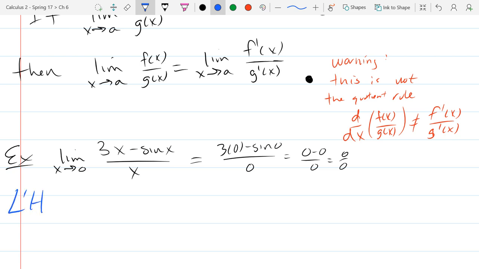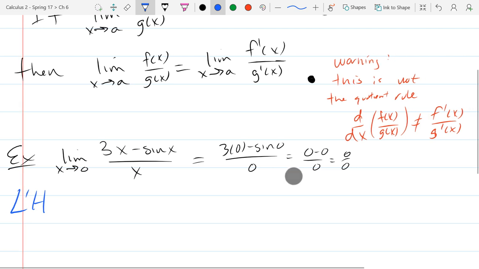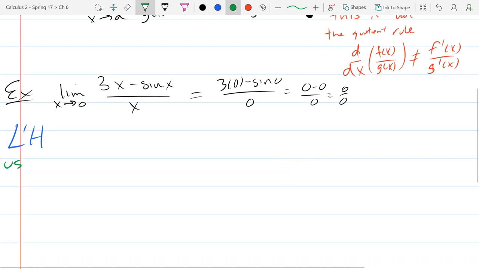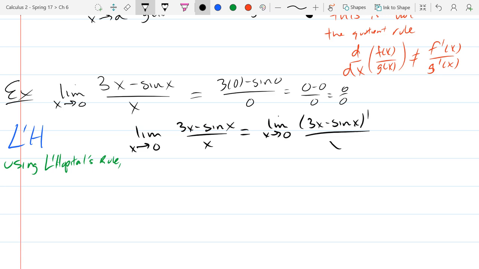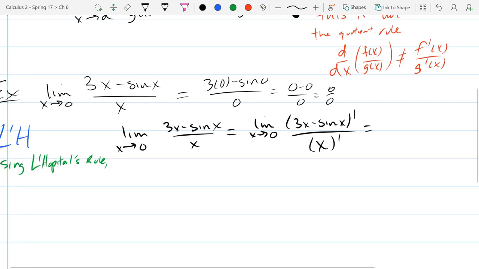I'm going to let you be lazy and just write L apostrophe H for L'Hopital's rule. What you're really writing is using L'Hopital's rule. So you write LH, and I'll know that that means you're using L'Hopital's rule. You satisfy the hypothesis. This says the limit as x approaches 0 of (3x minus sine x) over x equals the limit, the value never changes, just the functions become their derivatives. So we've got the derivative of 3x minus sine x over the derivative of x. So we're just going to take derivatives here.